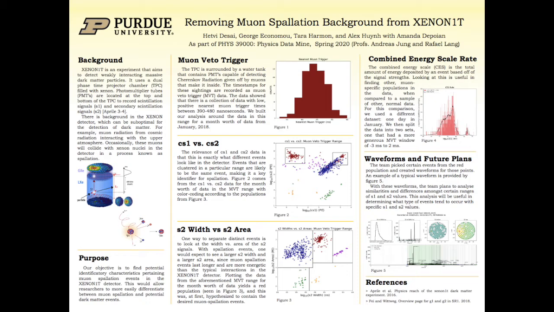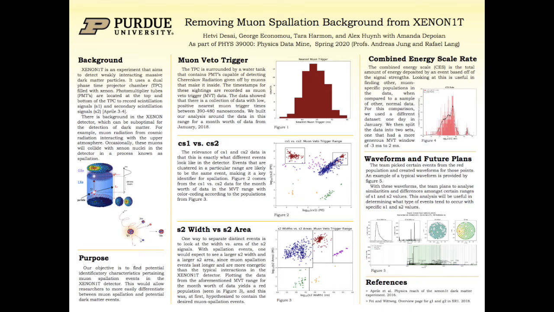The Combined Energy Scale, or the CES, has been the third main focus of our project. It is the total amount of energy deposited by an event based off the signal. Looking at this is useful to find other muon-specific populations in the data when compared to a large sample of other normal data. For this comparison, we have used different data sets. One day in January, and then we split this into two data sets, one that had more generous MVT windows with -3 to -2 milliseconds.